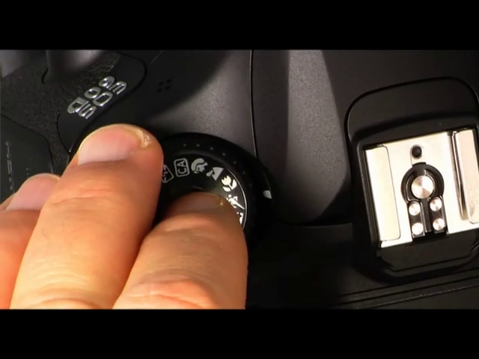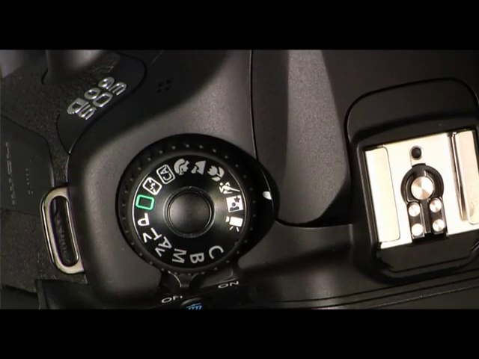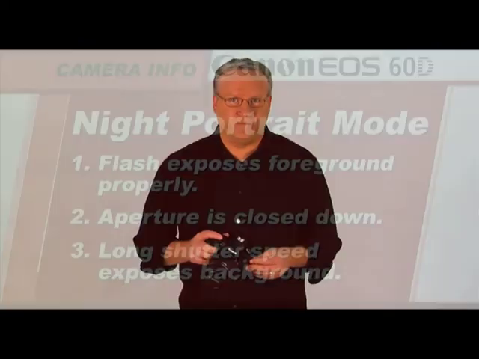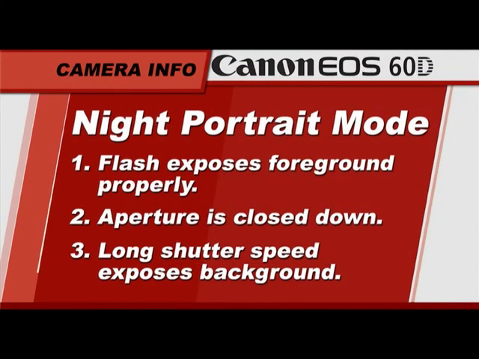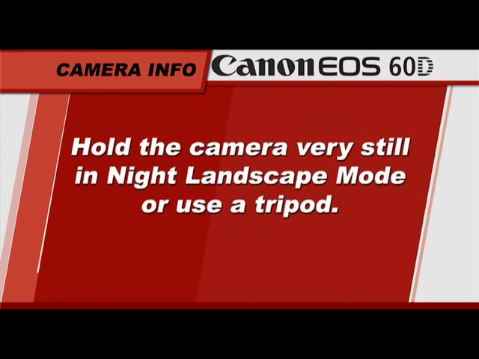The next mode, the Night Portrait mode, is designed to capture your subject and obtain a natural-looking exposure in the background. In order for the subject to be well lit, the flash will fire, and in order for the background to be in focus, the aperture is closed down a bit. The shutter will open for a relatively long period of time, so hold the camera very still or support it with a tripod.